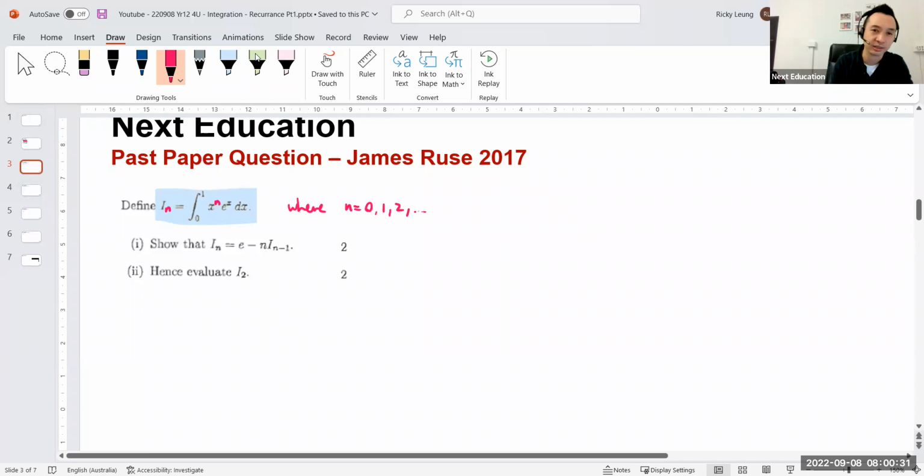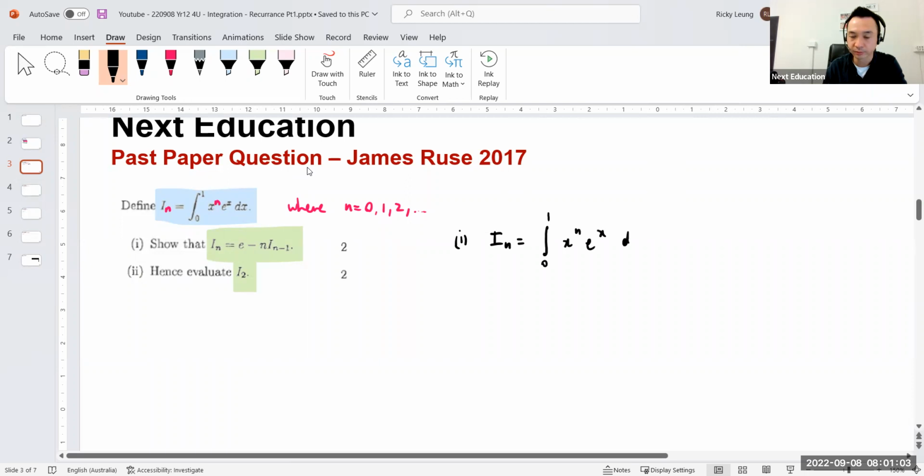All right, now look at this, guys. Classic recurrence question. 1, prove the recurrence relationship: In is related to In minus 1, and then evaluate I2. So find the value. So prove recurrence, use recurrence. So let's do this. For part 1, we're defining an expression for the integral of capital In to be the integral with limits of 0, 1, of x^n e^x dx.